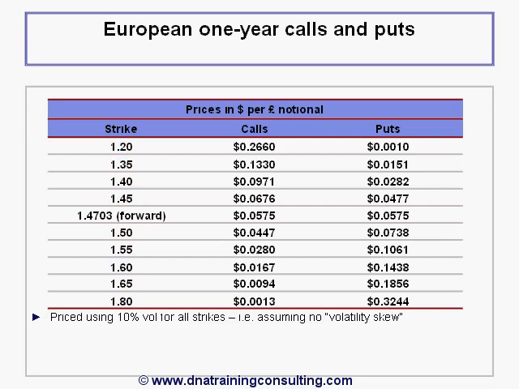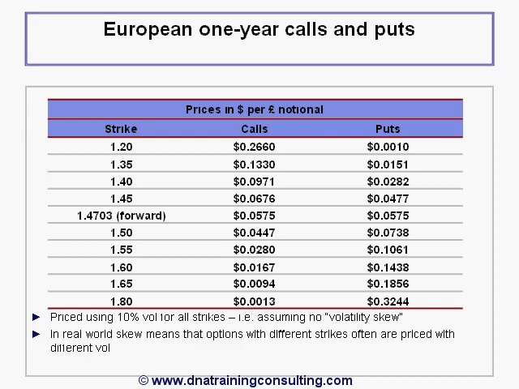and a volatility of 10% across the board for all strikes, which is not in fact how the real market usually works. You will learn more on this topic when you study the concept of the volatility skew in one of our more advanced modules. But for now, please be aware that options having different strikes but otherwise identical terms are not normally priced using the same input for implied volatility.